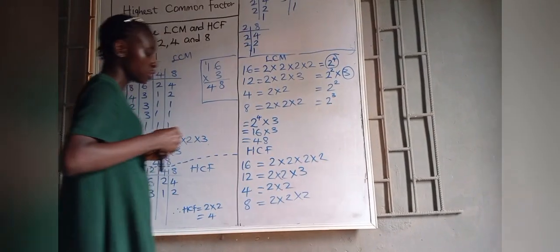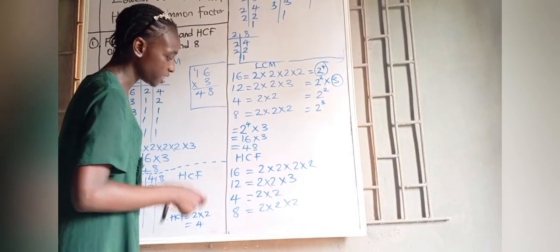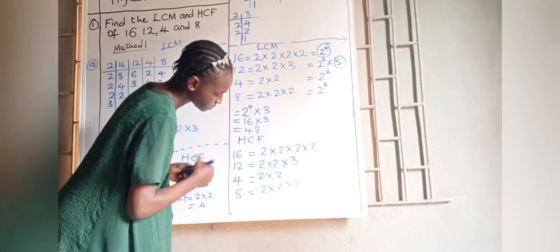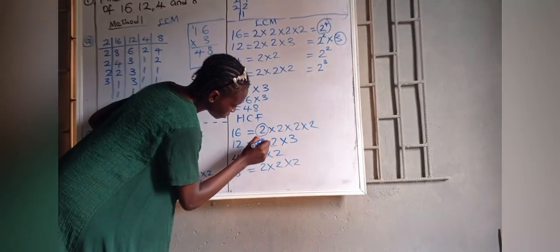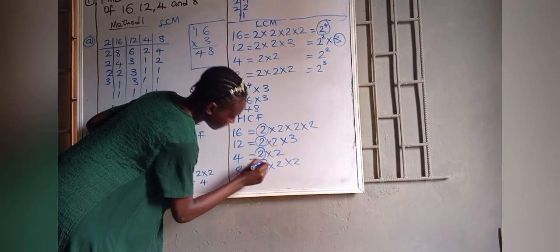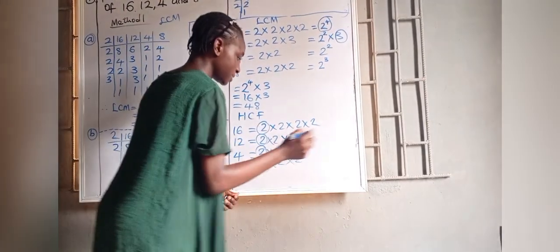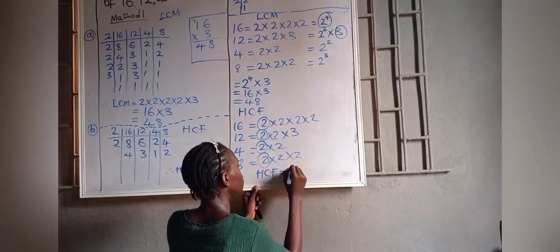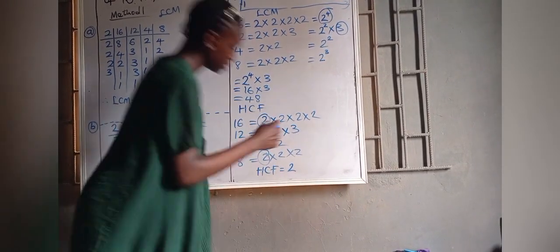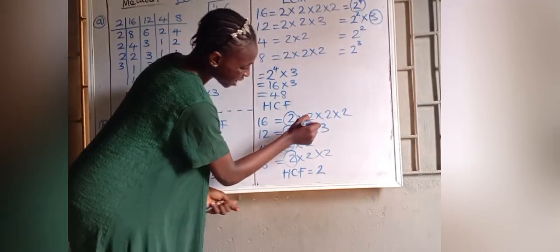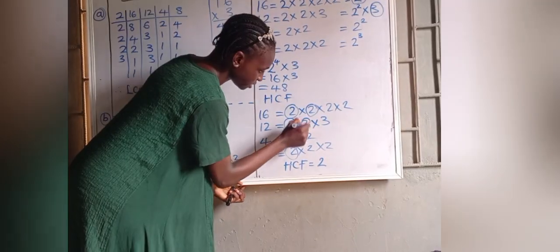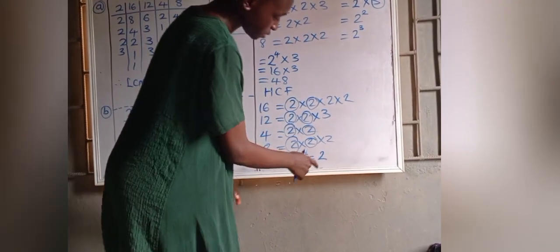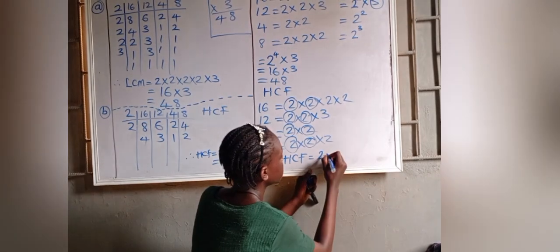So that is all. And for HCF, we are going to pick the one that is common among all numbers. So this is common. Yes, it's common among the 4 numbers. So write it down. HCF is equal to 2. We've gotten just one. And also another 2 is common in all the numbers. We'll circle everything. Can you see? So 2 is also common again.